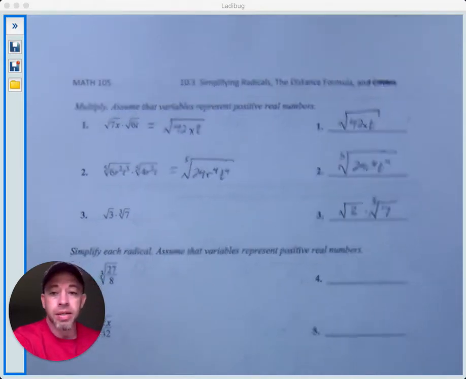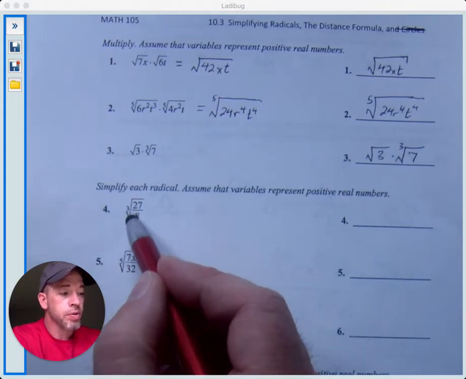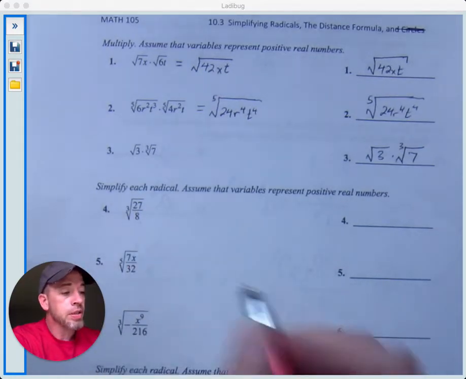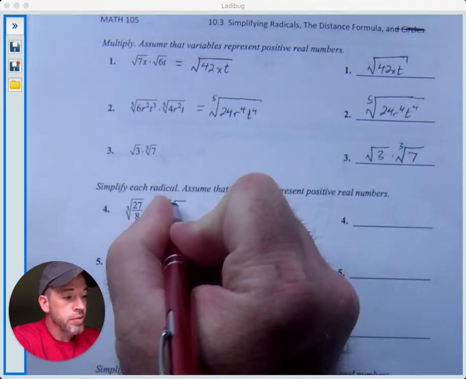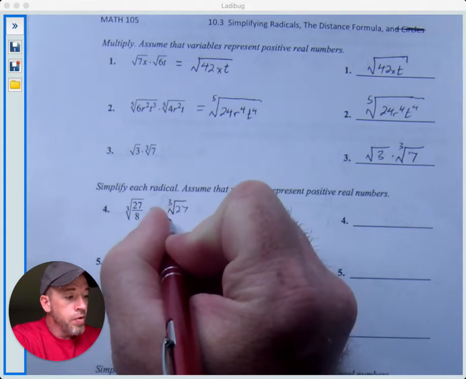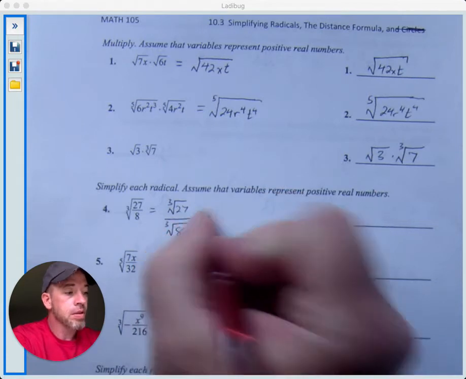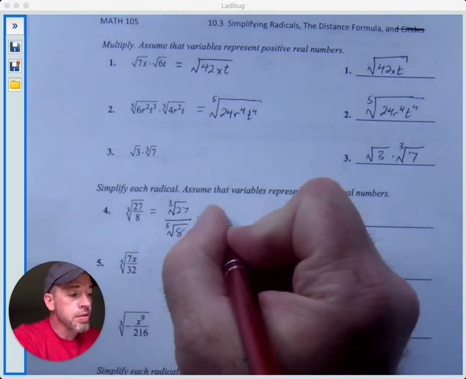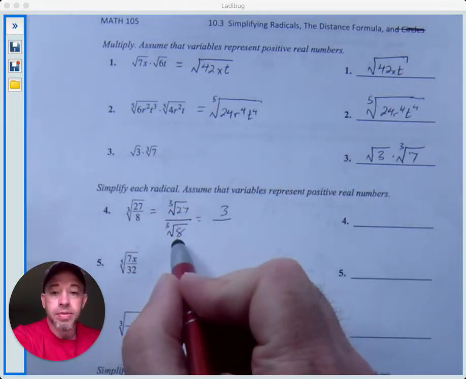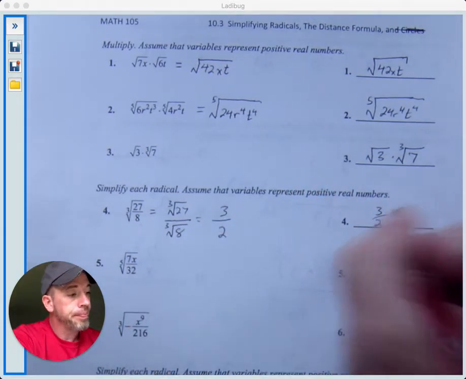All right, let's look at the next thing. We have the cube root of a quotient here. If you have the cube root of a quotient, you can take the cube root of both the top and the bottom separately. So here I could take the cube root of 27 over the cube root of 8. All right. So 27 is a perfect cube, right? Because 3 times 3 times 3 is 27, so cube root of 27 is 3. 2 times 2 times 2 is 8, so the cube root of 8 is 2. And then we get 3 halves.